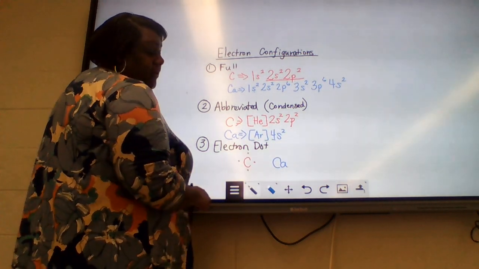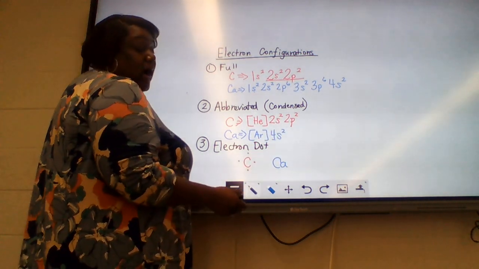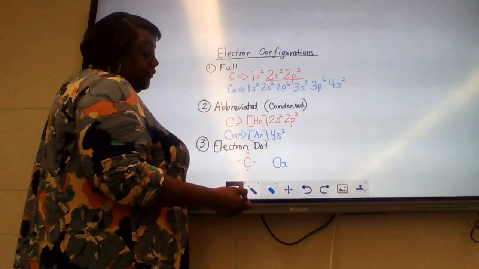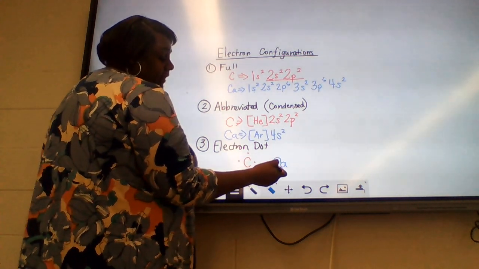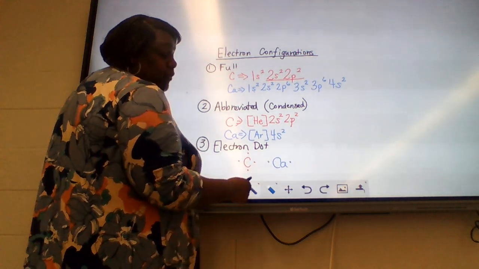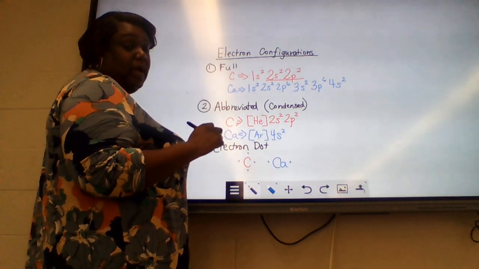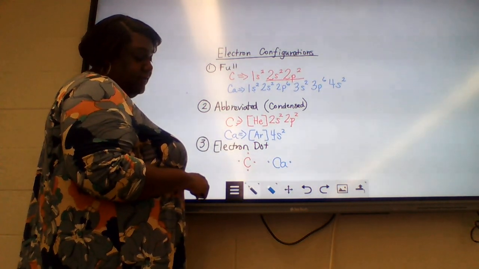I notice my highest energy level for calcium is 4. How many electrons do I have in the 4th energy level? There are only 2. And so when I draw the structure for calcium, I need to have 2 dots. You'll notice calcium has 4 sides. It does not matter what sides I put the 2 dots on, as long as I put 1 dot on each side before I start putting 2 dots on any side.